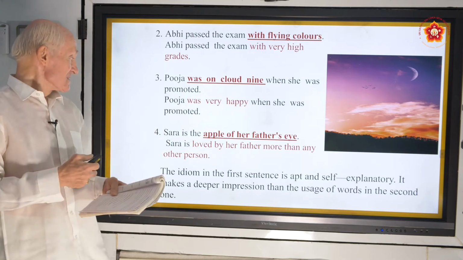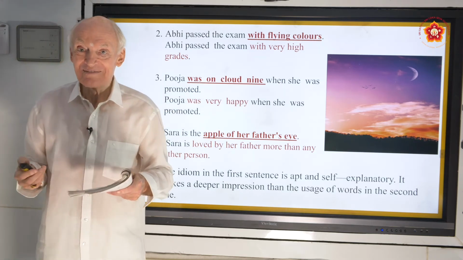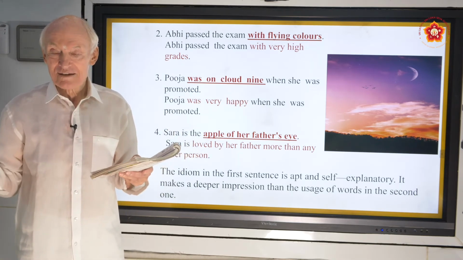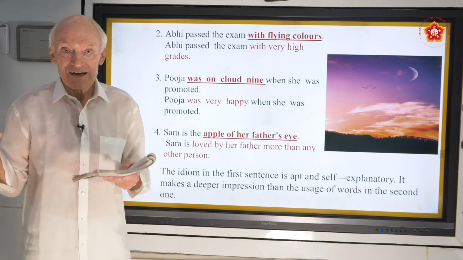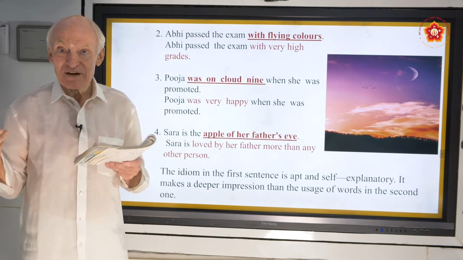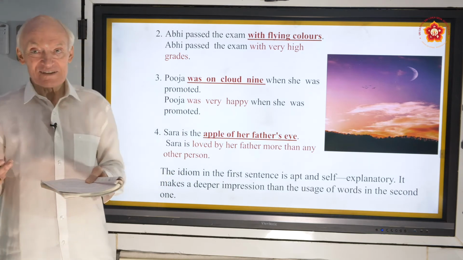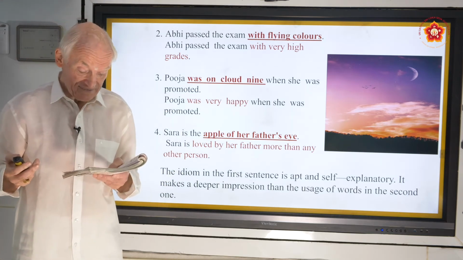And then we go, Sarah is the apple of her father's eye. Sometimes a parent really loves their child and they will do anything for them. And anything the child does, the parent is super happy. And so she's the apple of her father's eye, and he loves her more than anything.